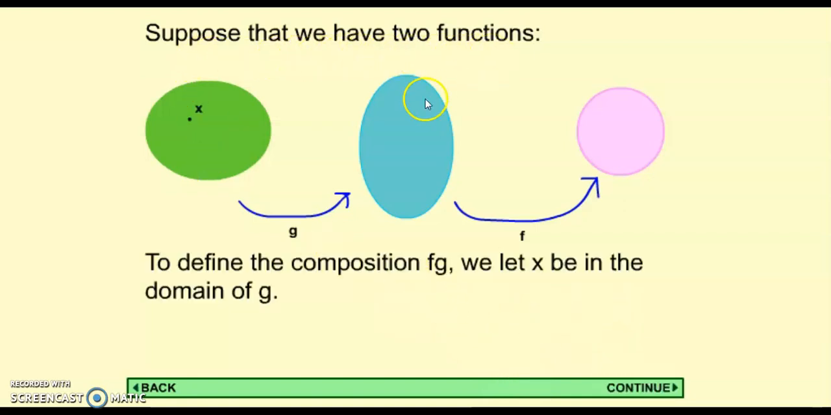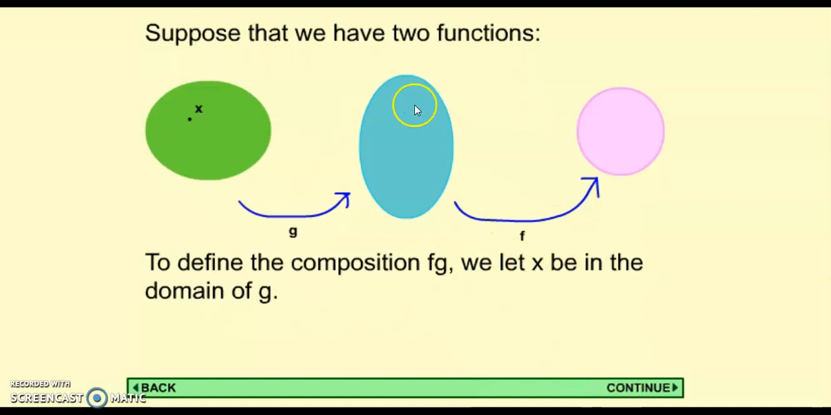Suppose that we have two functions g and f. To define the composition fg, we will let x be in the domain of g. So this x is the domain of this g function, and as a result, we'll be getting our output here in this area. So what is the domain of this g function? X is the domain of this g function, and the output will be g of x, which will be in this area. And this will be the input of this f function, and in this pink area we'll be getting the output of this f function.